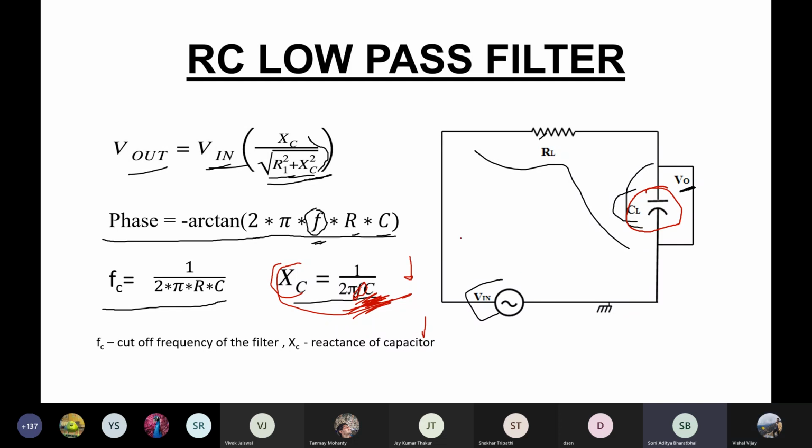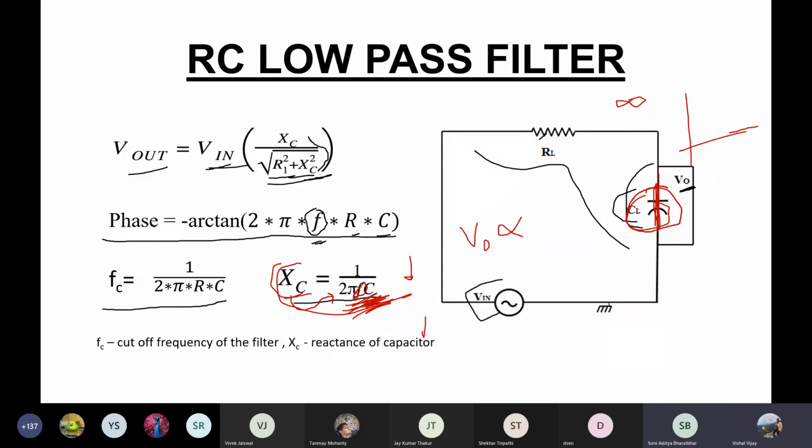You understand that the voltage is directly proportional to whatever the resistance or the reactance is, right? As the reactance is also inversely proportional to the frequency, if you consider a very high frequency, like infinity, this capacitor will act as a short circuit. When this is a short circuit, the voltage drop across it will be zero, right?